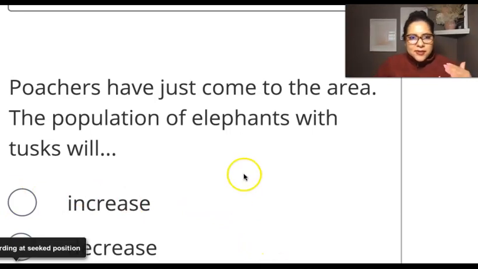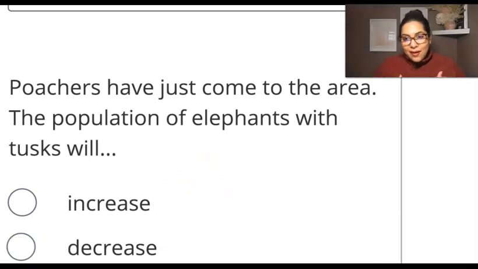So let's think about this situation. We have poachers that have just come to the area. What do you think is going to happen to the population of elephants with tusk? Will it increase or decrease? So go ahead, think about that, select your answer, and when you're ready to review, press play.